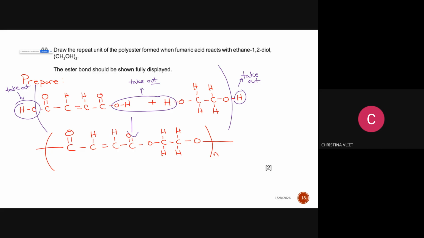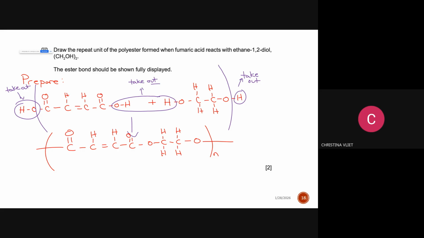Yes? You see what I did? I took out the N's. Why did I take out the N's? Because it says that it keeps going over and over again. And then in the middle, I took out water, which formed that ester in the middle. Questions?